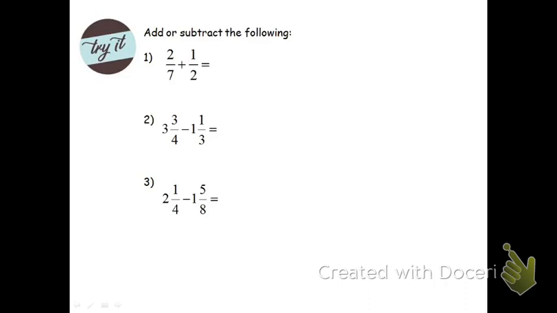Okay, first problem, I'm going to use 14ths as my common denominator. So the first one I had to multiply it by 2, so that's 4/14, and the second one I had to multiply by 7, so that's going to become 7/14. And again, I combine the numerators, so that's going to give me 11/14, and that doesn't reduce.